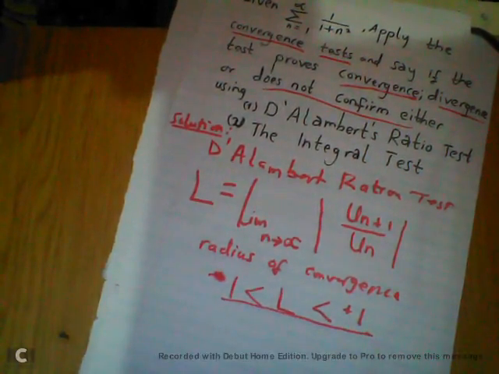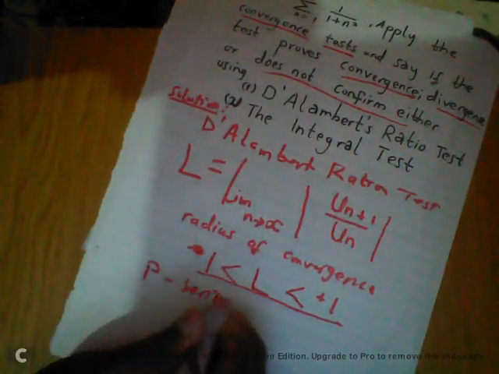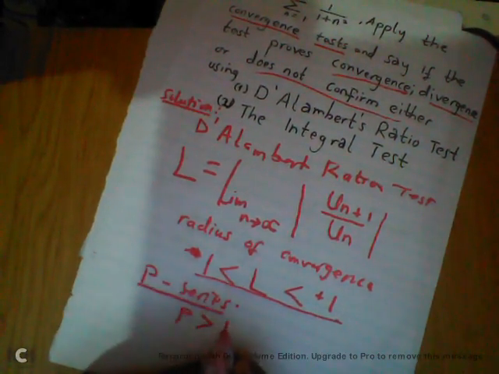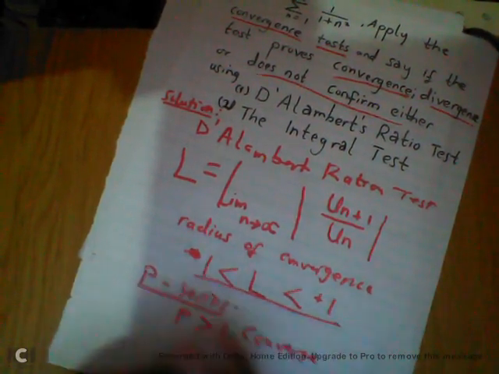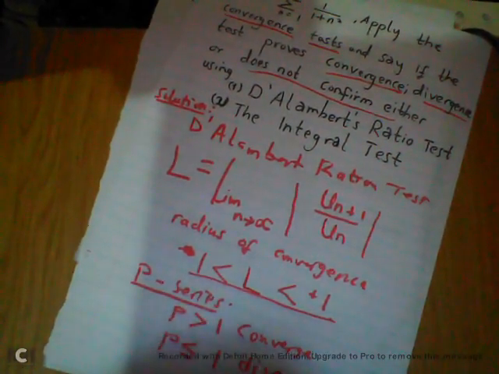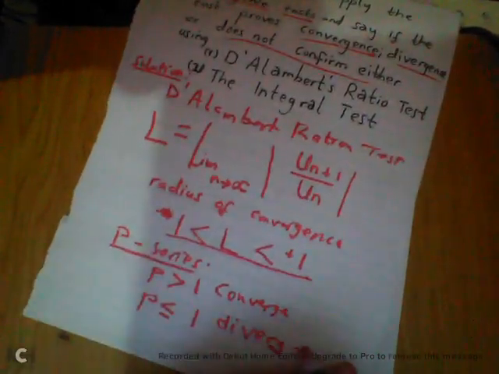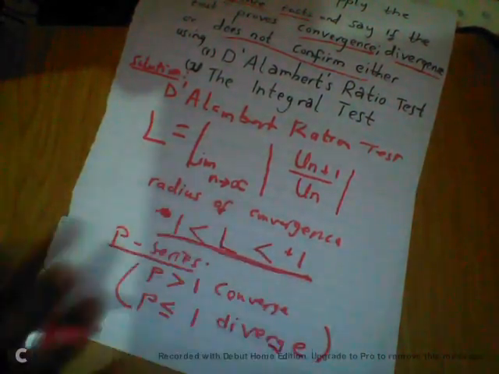Remember, please do not mix this with the P-series test. Just to remind you so that you're not confused: for the P-series test, for convergence, P has to be greater than 1, and for divergence, P has to be less than or equal to 1. Please don't confuse these two things. They are very different. This is the P-series test, but this is normal convergence for the ratio test.